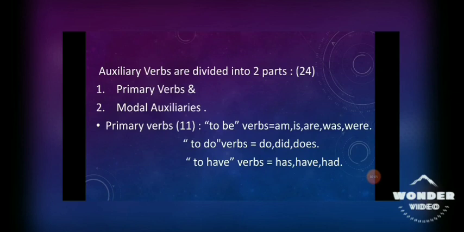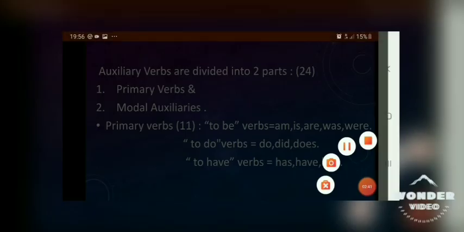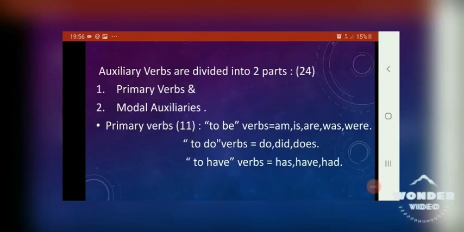Primary verbs are 11. To be forms of the verbs are am, is, are, which we use in present tense, was, were, which we use in past tense. Then to do verbs are there, that is do, did, does. Then we have to have verbs, that is has, have, had. So all these 11 verbs that you can see in the picture now are called the primary verbs.